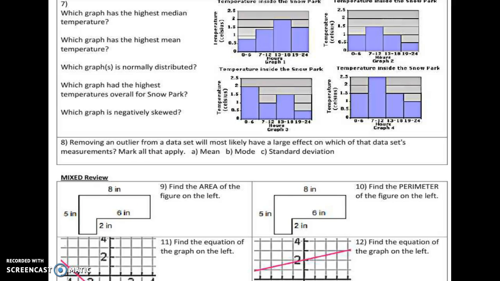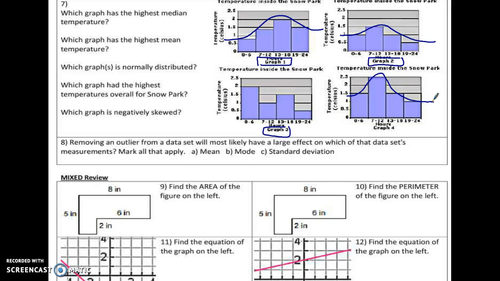Backside. Which graph has the highest median temperature? So if we're looking at each of these graphs, graph 1 is skewed left because the tail end is towards the left. Graph 2 is skewed right because the tail end is to the right. We got graph 3 that's just kind of all over the place, and then graph 4 is also skewed right a little bit.